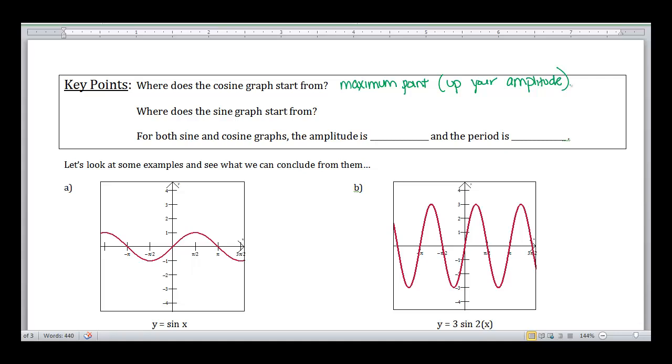Now the sine graph will always start on our midline. For the parent graph, that was the x-axis. So if we don't shift, that'll be the x-axis.